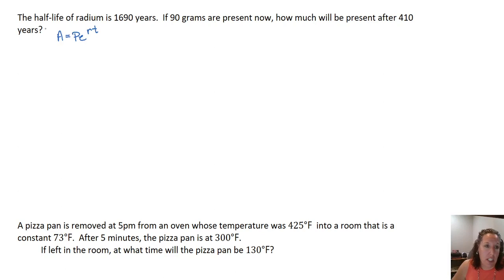There's really two parts to this problem because we're not given the r. We know that the half-life is 1,690, and we want to know how much will be present after 410 years, but we don't know what that rate of decay is. So using this first sentence, the half-life of radium is 1,690 years. Half-life means that what we have left over is half of what we started with. So that is giving us the fact that A is equal to 1/2 of P.